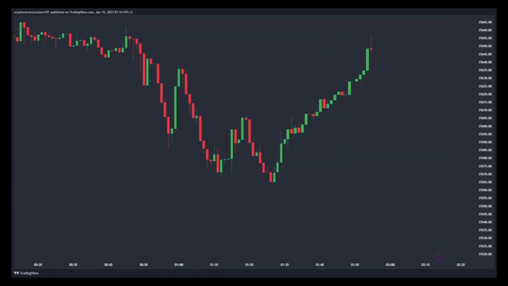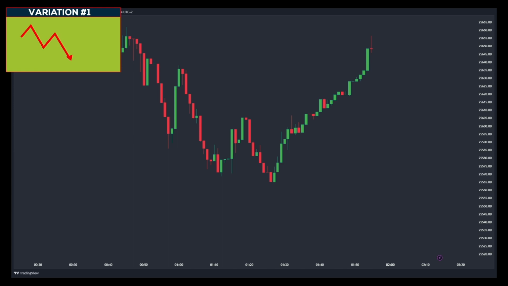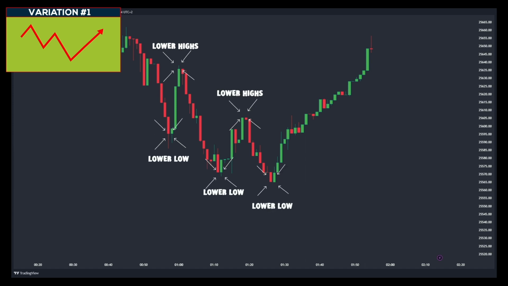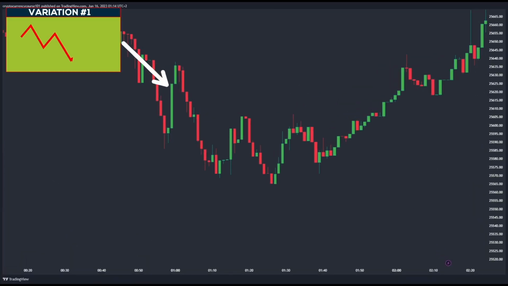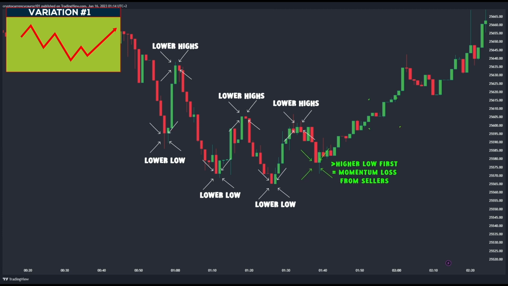In a bearish market, there are 2 ways the trend change pattern can form. Variation 1. You have your moving downtrend through lower highs and lower lows before price makes a higher high, giving you your trend change pattern in a bearish market. Now, variation 2. So, you have your moving downtrend again through lower highs and lower lows before price makes both a higher low and a higher high, giving you your trend change pattern in a bearish market.